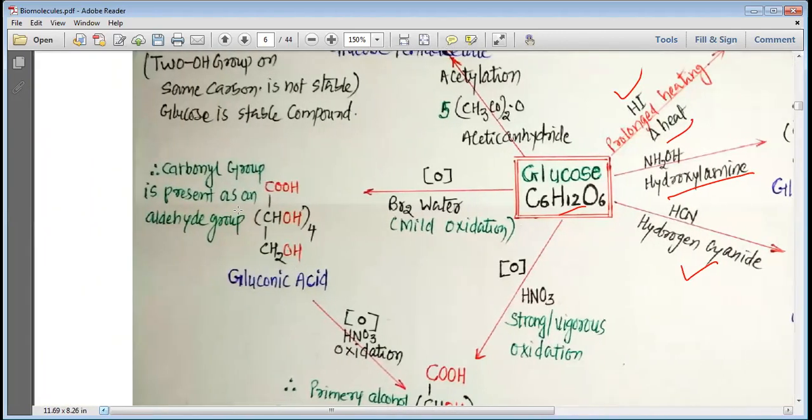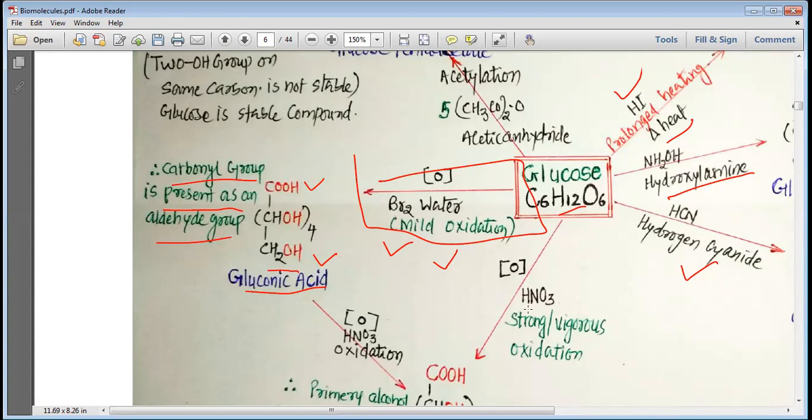Glucose, my dear students, when it reacts with bromine water, which is a mild oxidizing agent, produces gluconic acid. This gluconic acid contains a COOH group on the first carbon, whereas the CH2OH group is on the last carbon. From this, we can say that the carbonyl group is present in glucose as an aldehyde, because the aldehyde group can be oxidized to carboxylic acid by a mild oxidizing agent, but this alcohol group has not been oxidized.